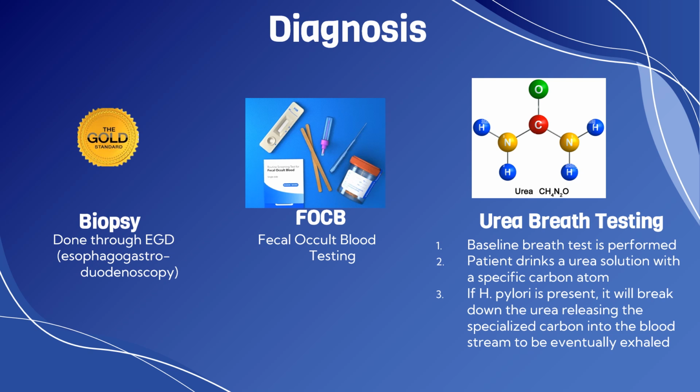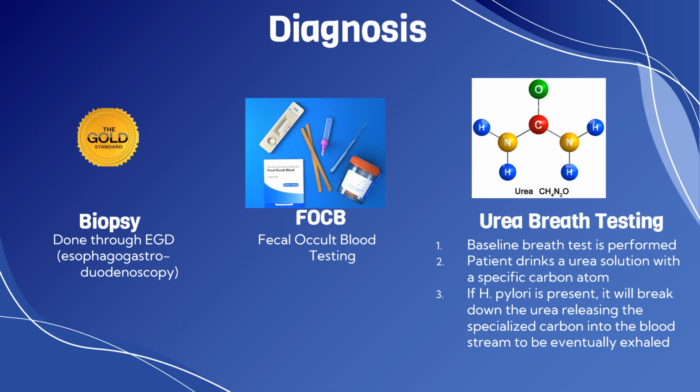So our gold standard for this is going to be a biopsy done through an EGD, esophagogastroduodenoscopy. Feel free to call it EGD. Done down in the endoscopy suite. We can also do fecal occult blood testing. So if your patient had a change in stool consistency or stool color, it might be helpful to have a fecal occult blood test done.